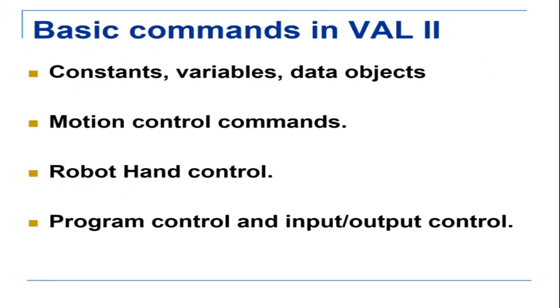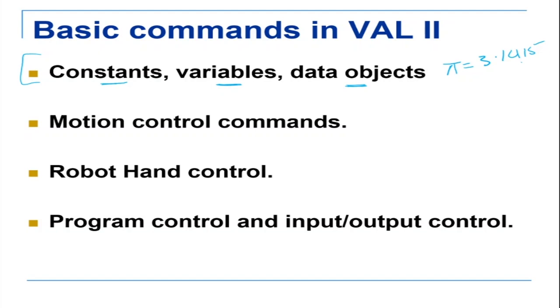Now, the basic program in VAL 2 is made up of four subsections. The program starts with the definition of constants, variables, and data objects. You understand what constants are. For example, pi is 22 by 7, or 3.1415. This is a constant. Constants have to be defined first, then variables. Suppose there are different variables which are used, for example, names of points. Say p1 is a point. Variables you have to define. Then data objects, if you're using data objects like in the C language, then you have to define them. Variable names which are assigned different values are also variables.